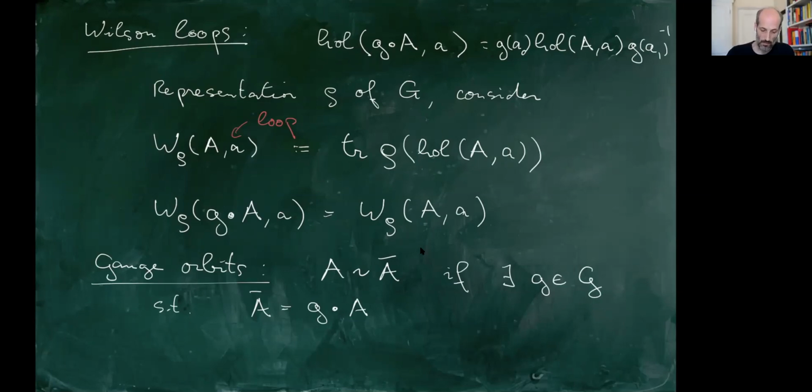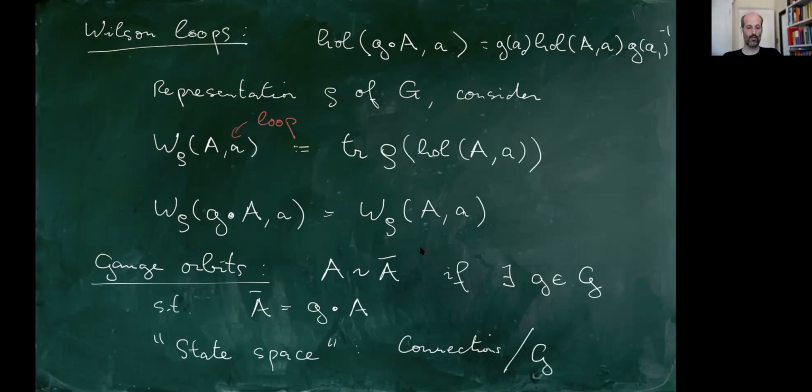And so if you want your actual state space, the physical state space, then you should think of it as being connections modulo G, or modulo that equivalence relation. Okay? So you consider two connections basically as equal if they only differ by an element of the gauge group, and that would be your physical space, right?